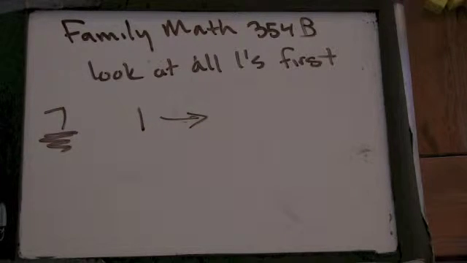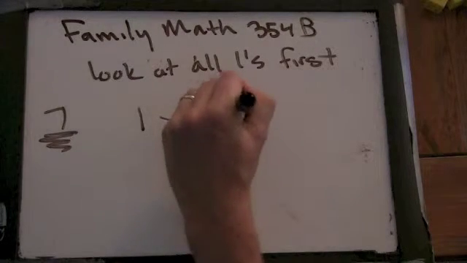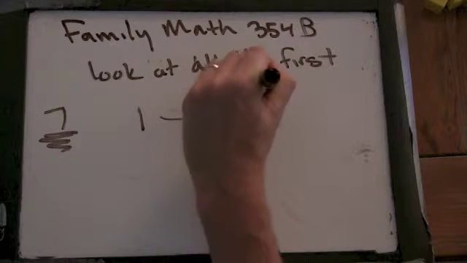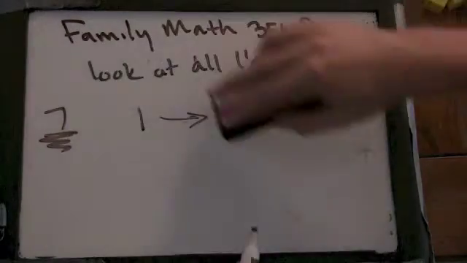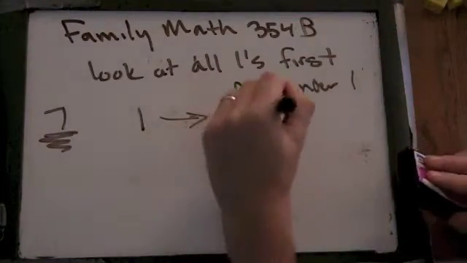Is 1 a multiple of 7? No. Okay, what is the remainder when you divide 1 by 7? Well, the remainder is 1 because it's 1 more than a multiple of 7. What's the nearest multiple of 7 to 1? 0. Do you see that? Yeah. So when I divide 1 by 7, the remainder is 1.